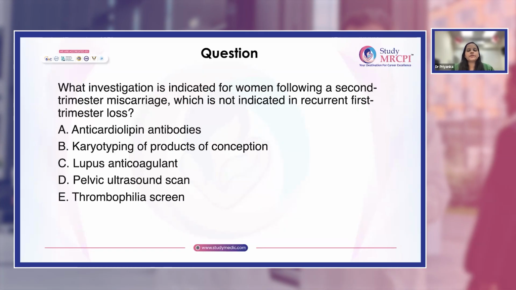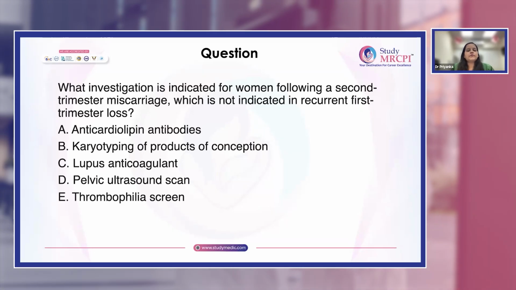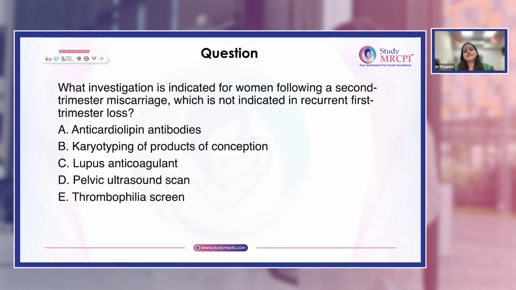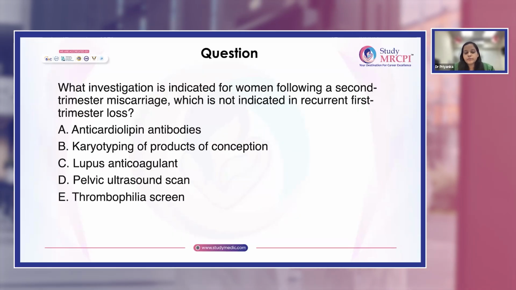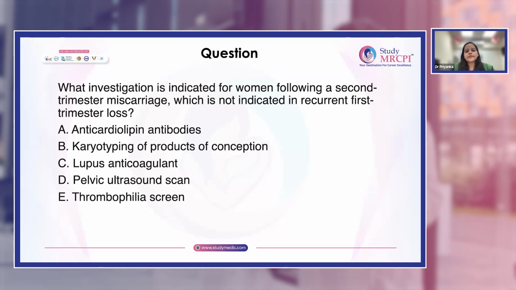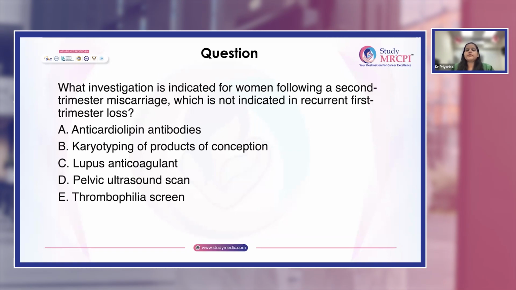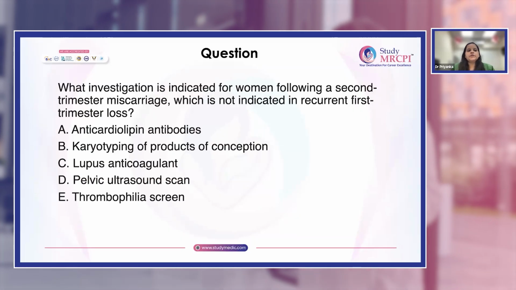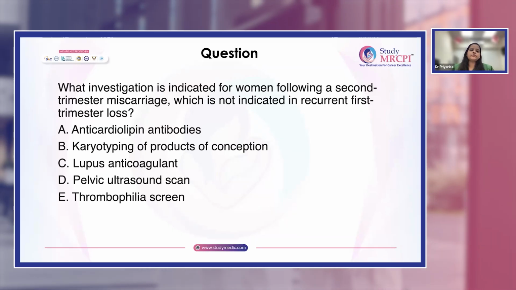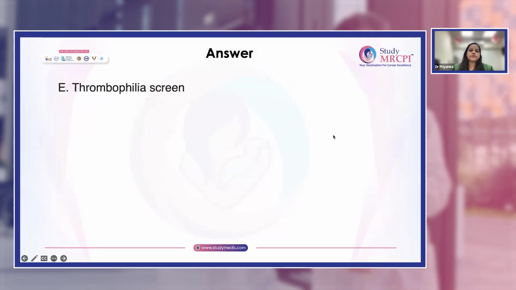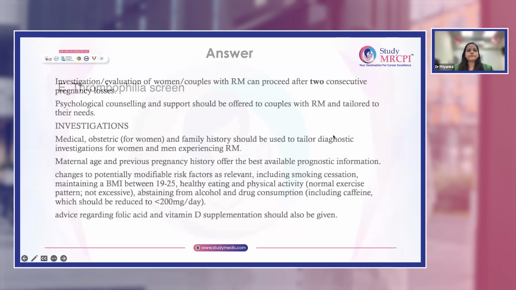Especially the septate uterus is also responsible for first trimester miscarriage, and ultrasound can also look for any fibroids. Thrombophilia screen: thrombophilias are responsible for second trimester miscarriages. So we are going to do a thrombophilia screen if there is a history of second trimester miscarriage.